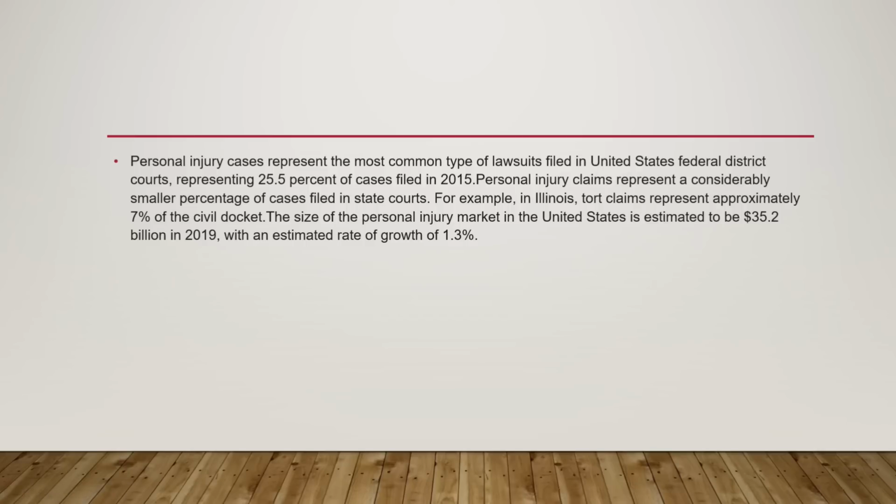Now, personal injury cases in the United States. Personal injury cases represent the most common type of lawsuits filed in United States federal district courts, representing 25.5% of cases filed in 2015. Personal injury claims represent a considerably smaller percentage of cases filed in state courts. For example, in Illinois, tort claims represent approximately 7% of the civil docket.